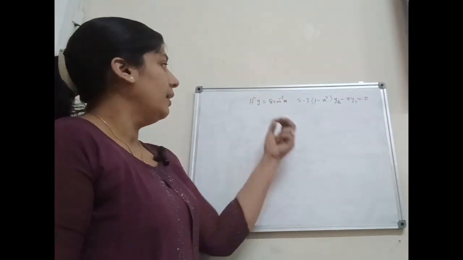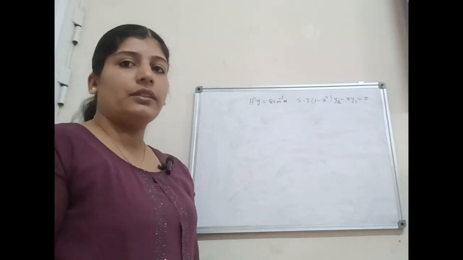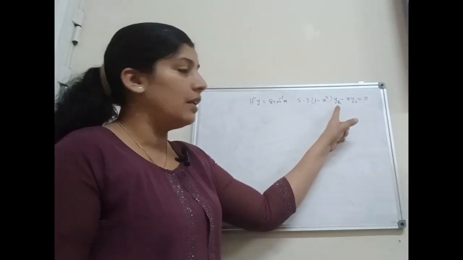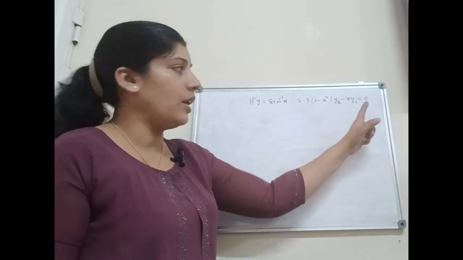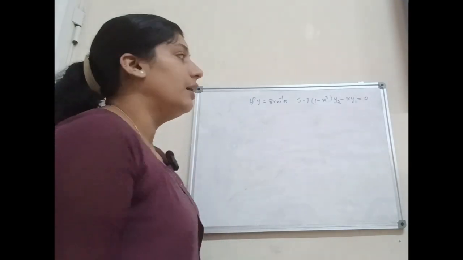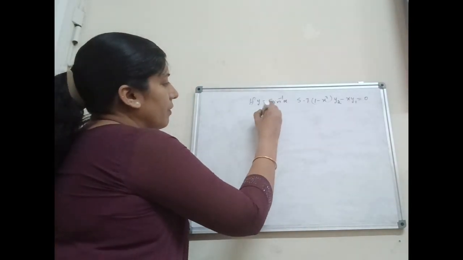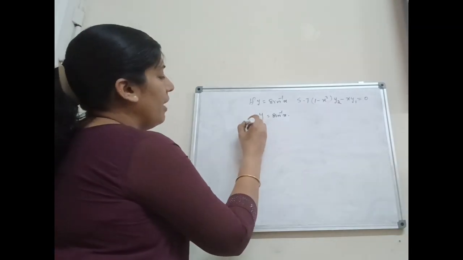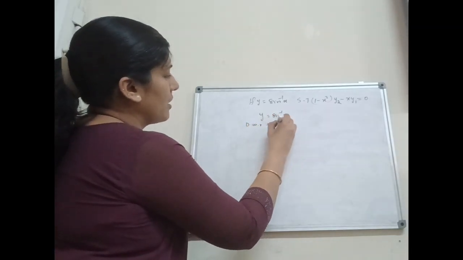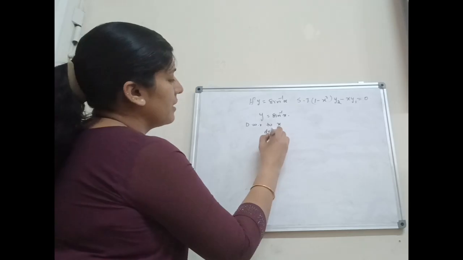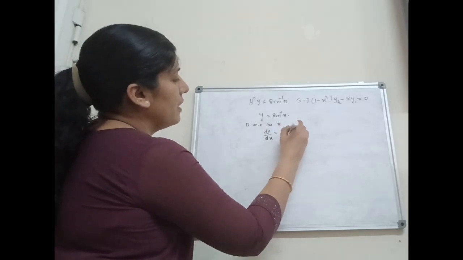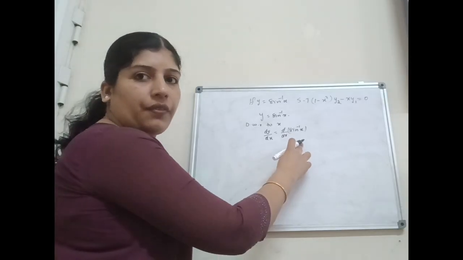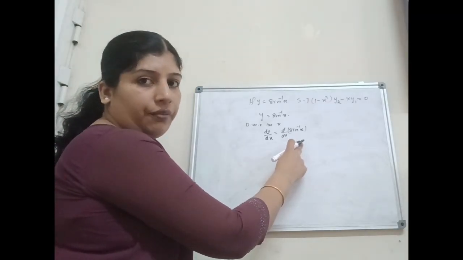Next, consider the question. If y equal to sine inverse of x, show that 1 minus x square into y2 minus x y1 equal to 0. Here y2 is second order derivative, d square y by dx square, and y1 is dy by dx. Therefore, given y equal to sine inverse of x. First, we have to find dy by dx, that is differentiate with respect to x on both sides. That is dy by dx equal to d by dx of sine inverse of x. We know that d by dx of sine inverse of x is 1 by root of 1 minus x square.